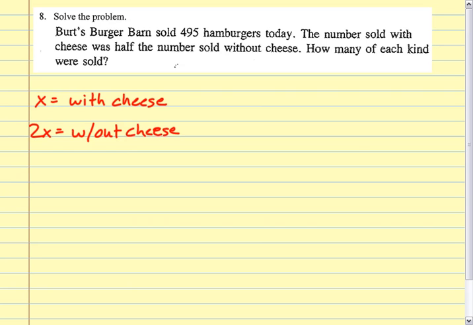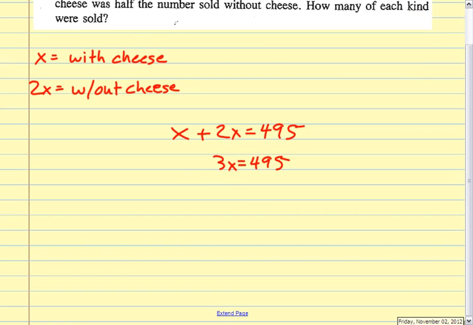So if we add the cheese and the without cheese, what are we going to get? 495. Nice job. Okay. You want to go ahead and finish it for us? Yes. What do we get? 3x equals 495. All right, I like that. And then, are you using your calculator? I just did. Okay, go ahead. What is it? 165. So x equals 165.